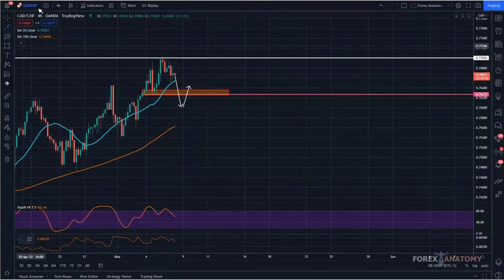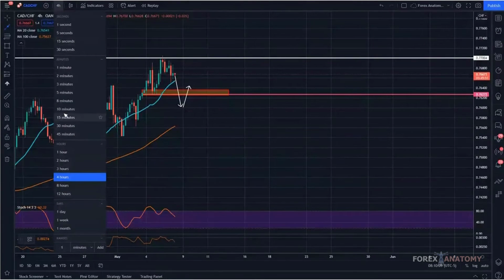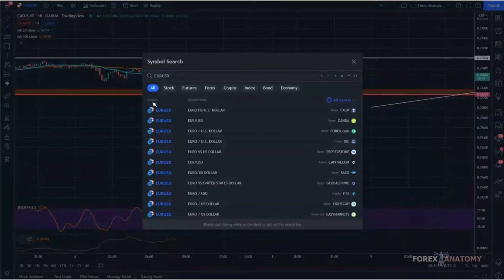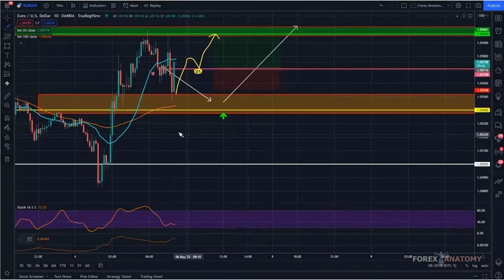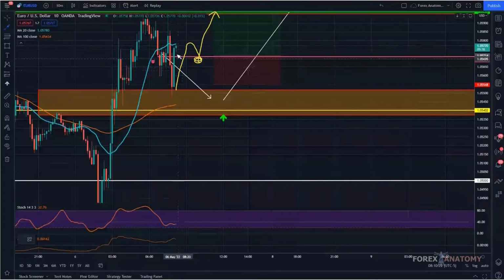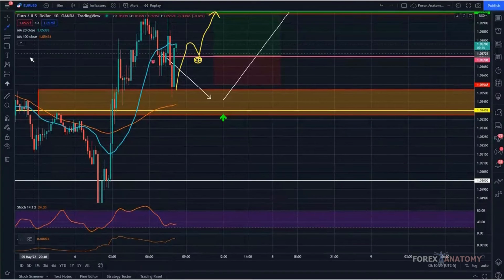Okay, it broke to the upside. Euro USD, let's hurry up and go there. What was that, the 10-minute or 15-minute? I can't tell. 10-minute. It's 10-minute. Let's go to Euro USD. Okay, it broke to the upside. So if we get this retest, then we can look to go in.